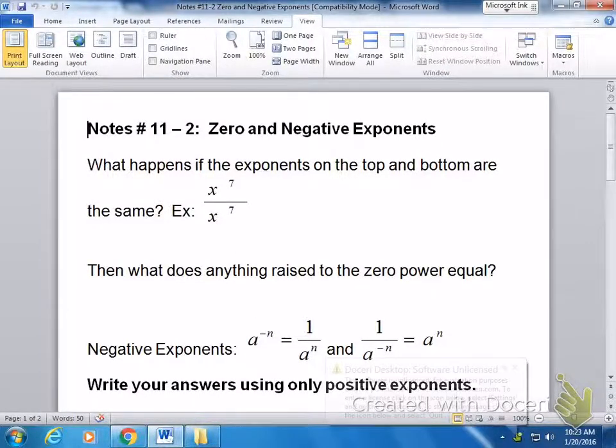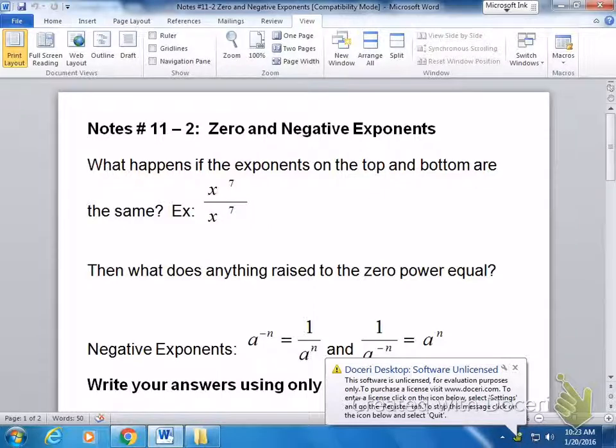All right, guys. So today we're doing positive, zero, and negative exponents. So what happens if the exponents on the top and bottom are the same? Well, yesterday we subtracted exponents and then put the answer where the biggest exponent was, but now the exponents are the same. But if I do 7 minus 7, I end up with x to the 0.